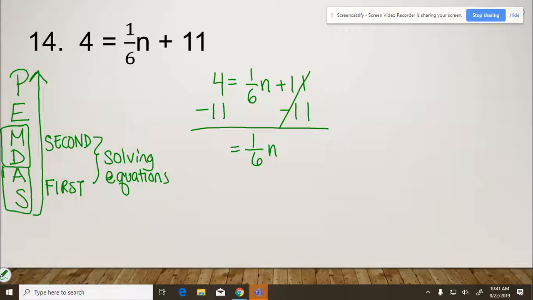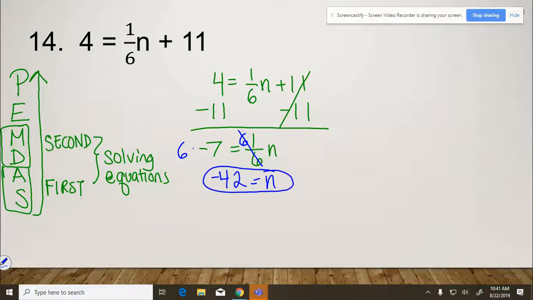Now, obviously that's going to be a negative because 11 is bigger than 4. I can think of 11 minus 4 in my head instead. 11 minus 4 is 7, so this is going to be negative 7. Now I have 1/6 of n equals negative 7, or negative 7 equals 1/6 n. The reciprocal of 1/6 is 6 over 1, so I can just multiply by 6. So n equals negative 42. Done.